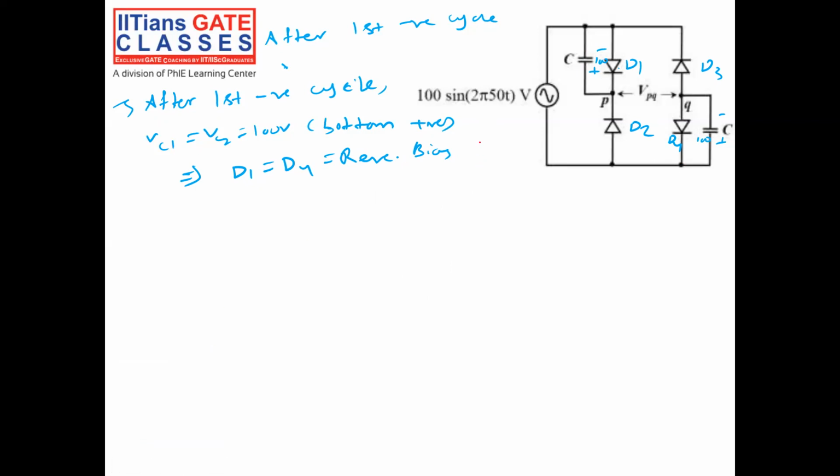Okay, so now what will happen at this point? We have completed how much? We completed this, this, and this. Now we'll go to the second positive cycle.